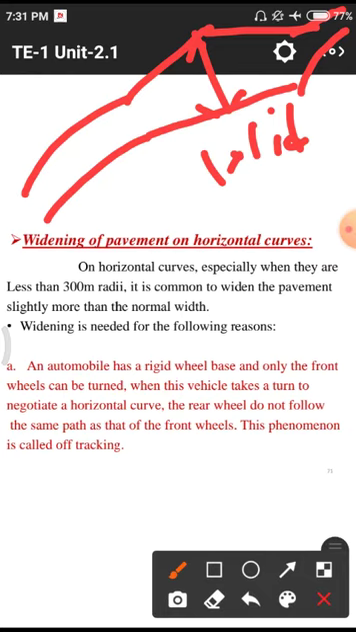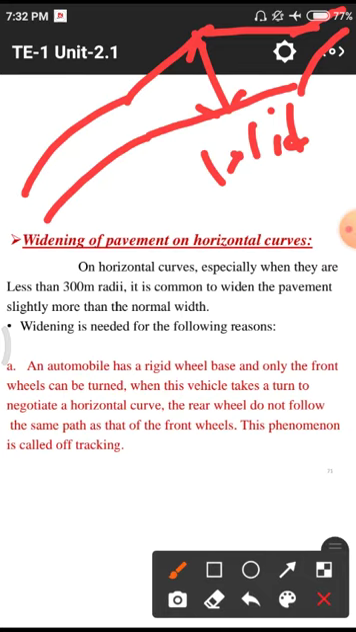On horizontal curves, especially when they are of less than 300 meters radii, that means nearly less than half a kilometer, it is common to widen the pavement slightly more than the normal width. Normal width means, for a single lane, we need to provide 3.75 meters as the width for that particular road. If the horizontal curve is less than 300 meters, we need to enlarge somewhat because of these elevations, ruling terrains and others.